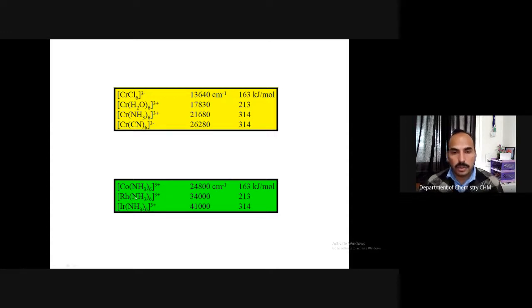Cobalt hexaammine 3+, rhodium, iridium, right? I told you that cobalt, rhodium, iridium are in the same family. It's a perfect example to discuss. Cobalt, rhodium, iridium: same oxidation state, same ligand, same geometry, everything same. Only the metal is different. Cobalt 24,800, rhodium 34,000, iridium 41,000. Okay, 3d, 4d, 5d. I told you when the orbital size is increasing, there are two factors: better orbital overlap and pairing of the electrons becomes very easy. So that's why this is very high.